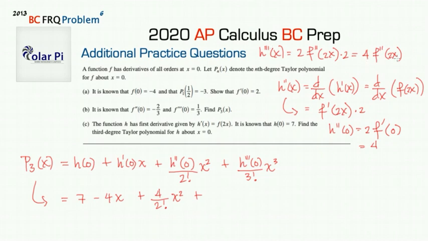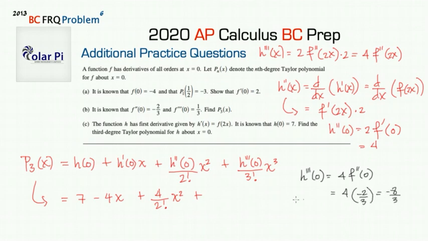So since h triple prime is right there, we see that h triple prime of 0 is going to equal 4 times f double prime of 0, right? Remember, h triple prime we found was that. And obviously 2 times 0 is still 0. Okay, f double prime of 0 we're given over here. That's -2/3. So what we have is h triple prime of 0 is going to be 4 times -2/3. And so that's going to say -8/3, right?